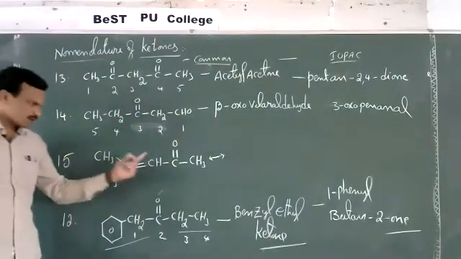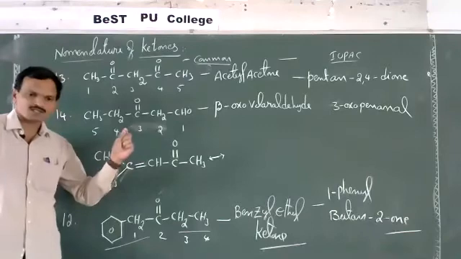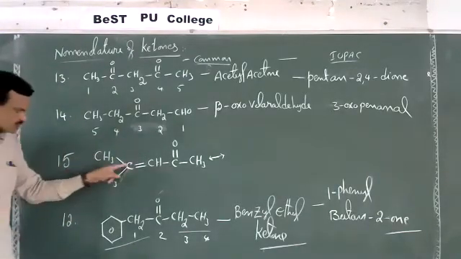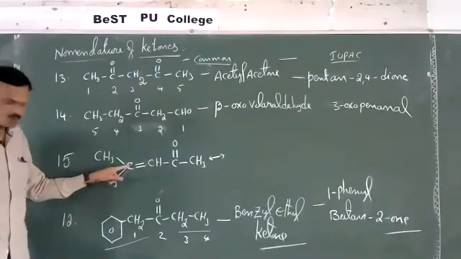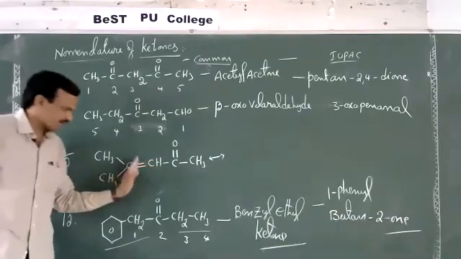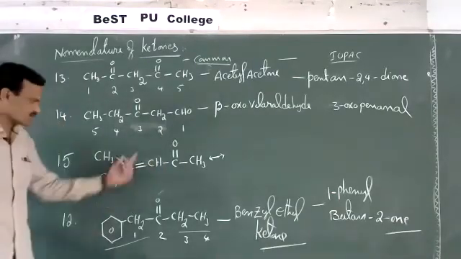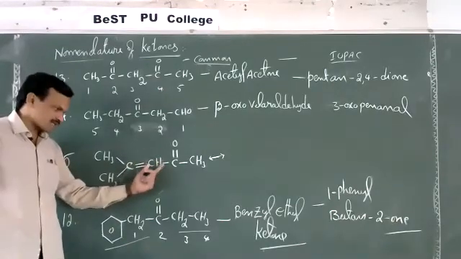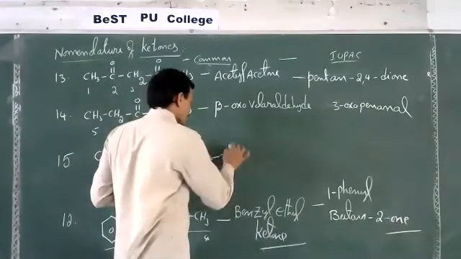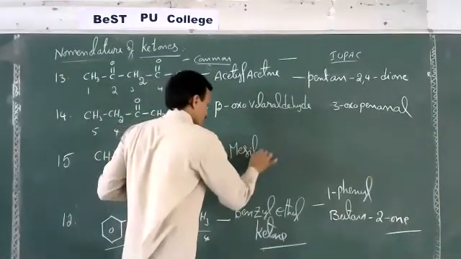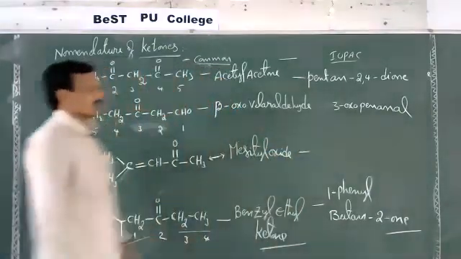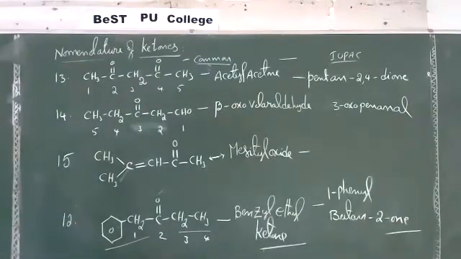So actually, this is a condensation product of 2 acetone molecules. In one acetone, CH3 CO CH3, in the first acetone molecule, oxygen, and in the second acetone molecule, 2 alpha hydrogens get eliminated as a water molecule. Then you can get this product. This is the condensation product of 2 acetone molecules, simply called mesityl oxide. The common name of this compound is mesityl oxide.